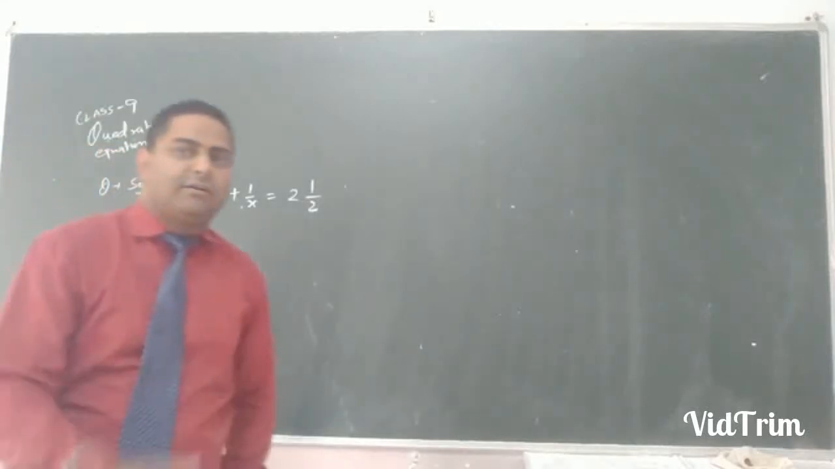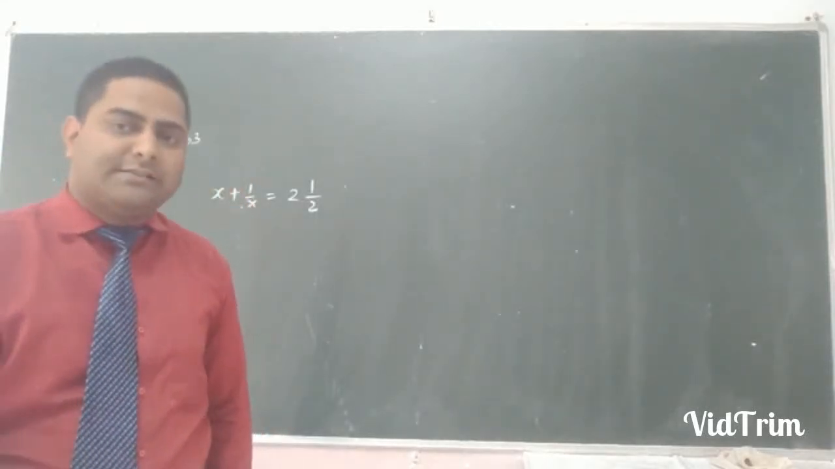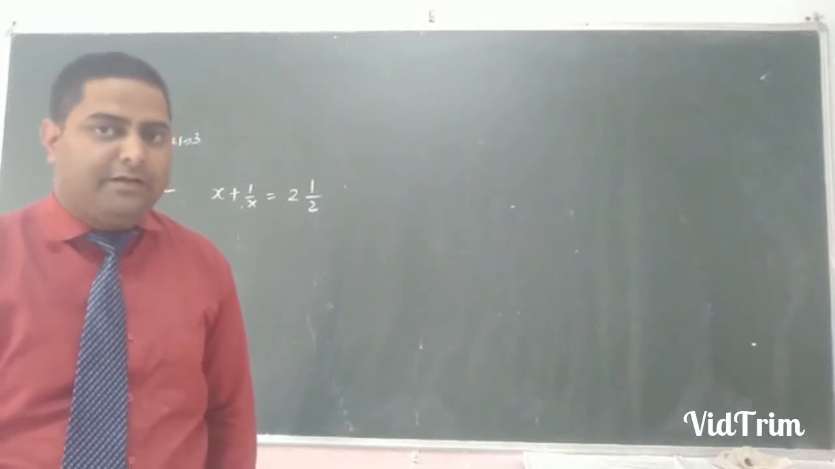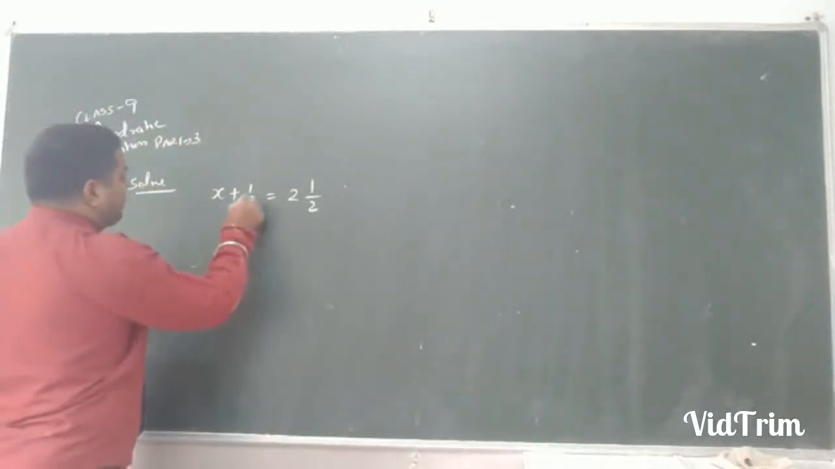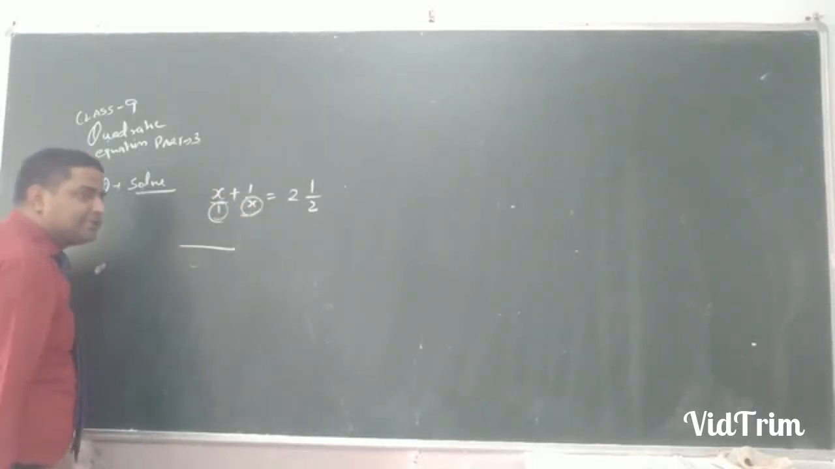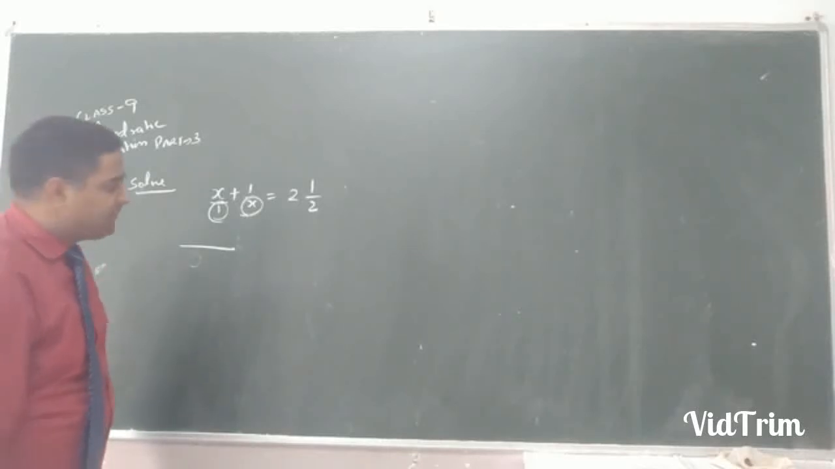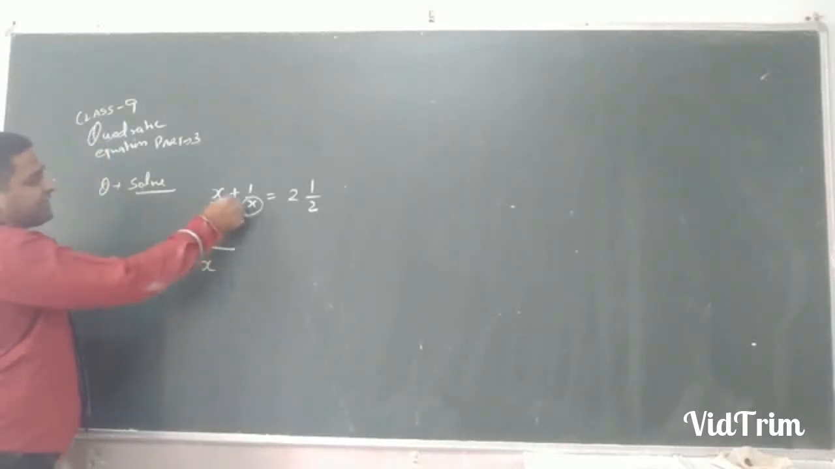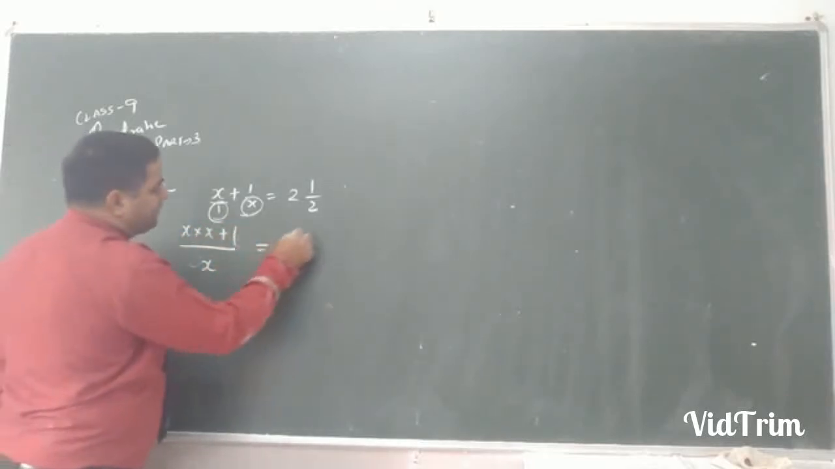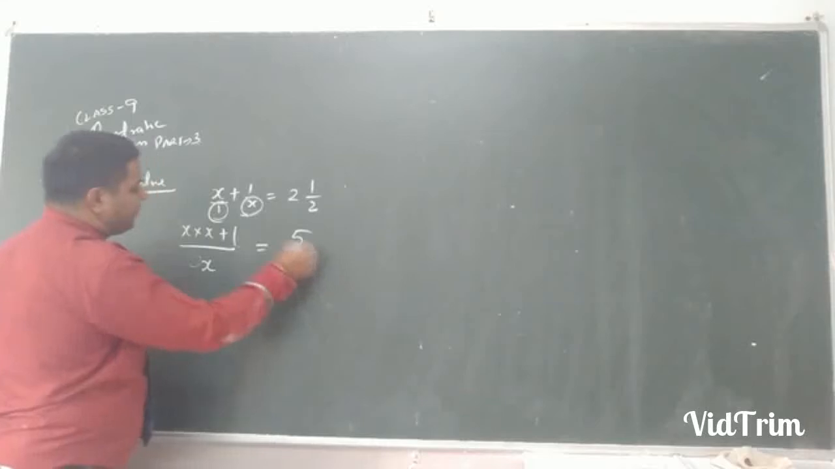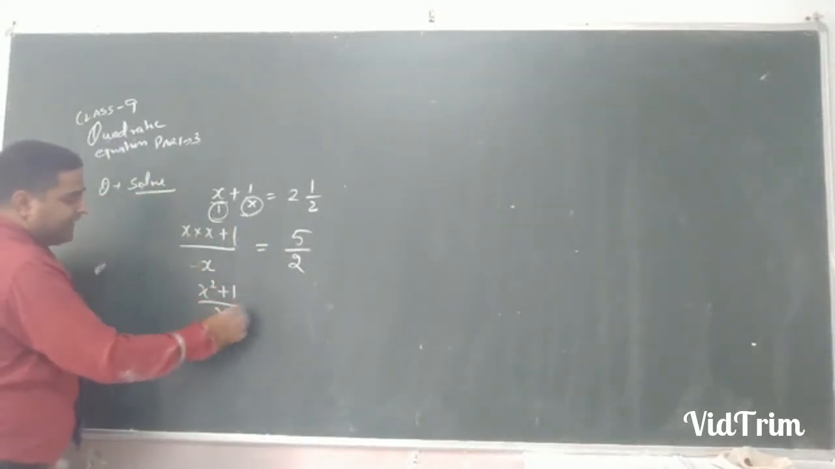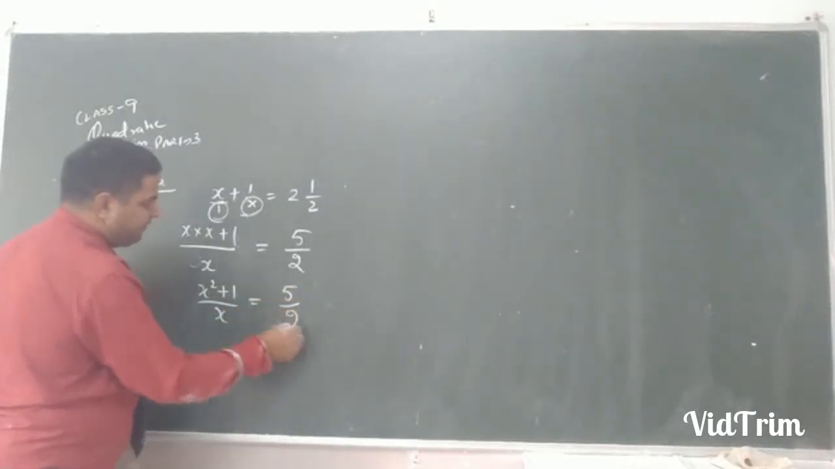It's not a direct quadratic equation. First, we change this equation into a quadratic equation and then we find the roots. First, we take the LCM. What is the LCM of 1 and x? The LCM of 1 and x is x. So this x multiplied here, x into x plus 1 equals to 5 divided by 2. So x into x square plus 1 upon x should be equals to 5 upon 2.